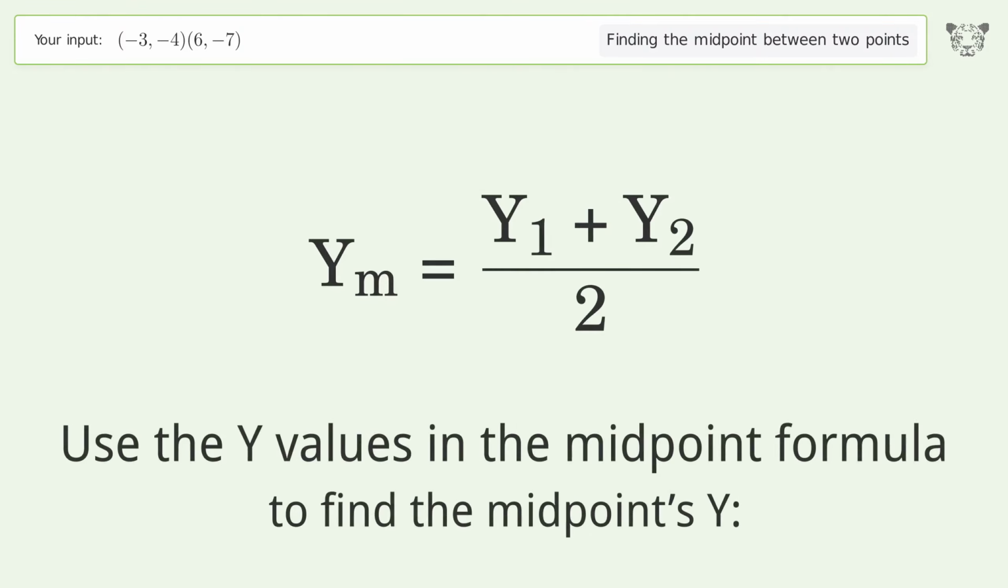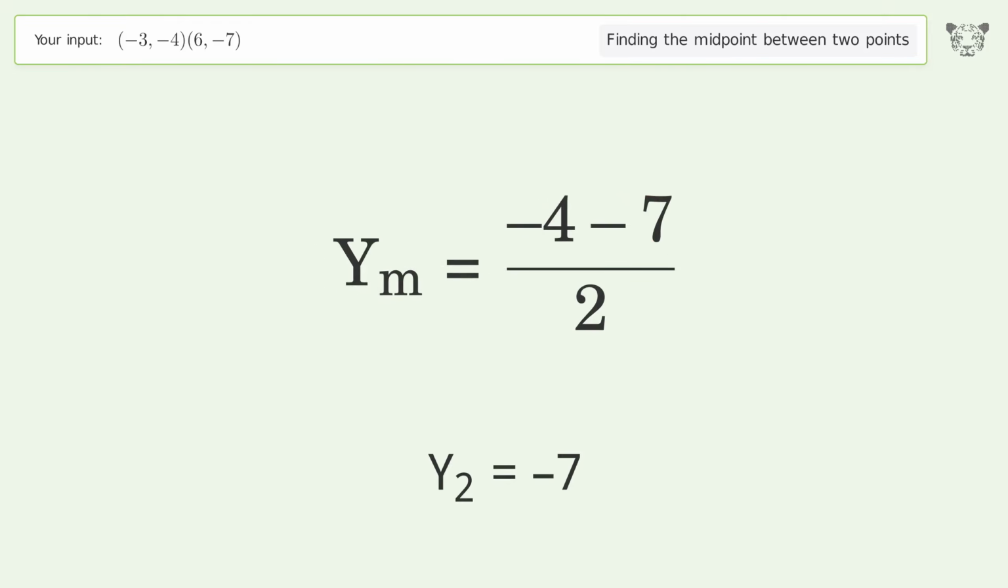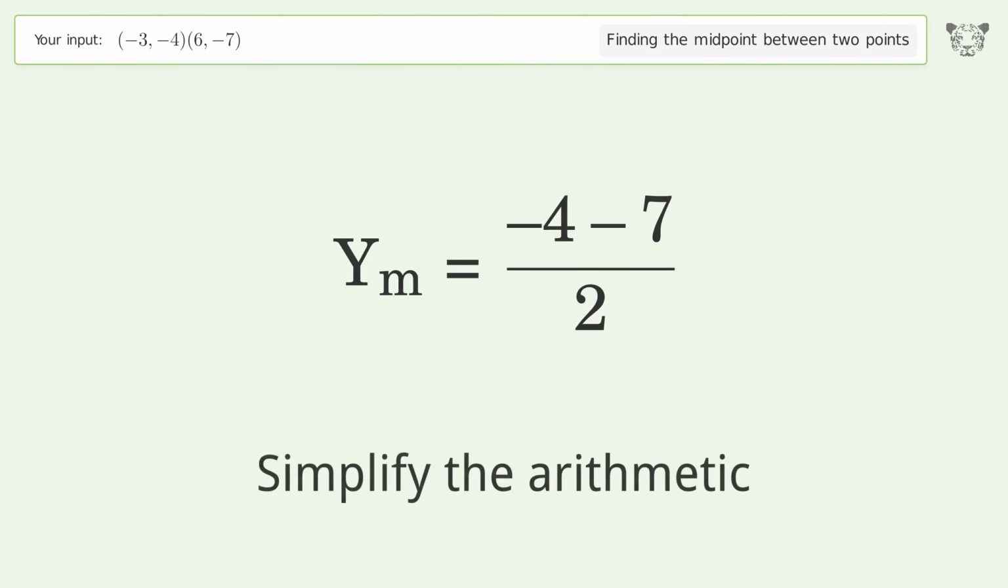Use the y values in the midpoint formula to find the midpoints y. y1 equals negative 4. y2 equals negative 7. Simplify the arithmetic.